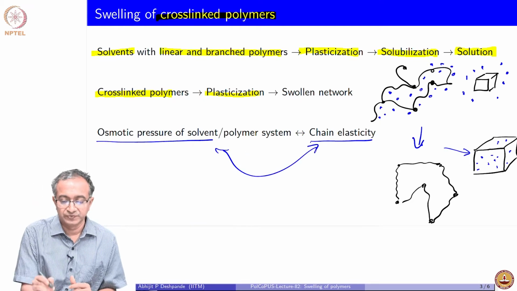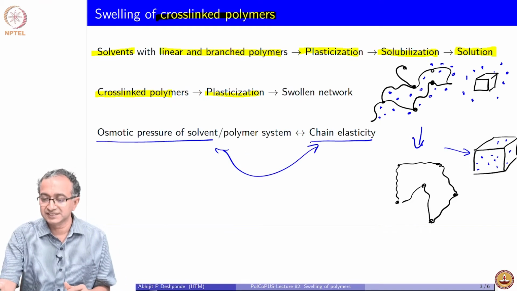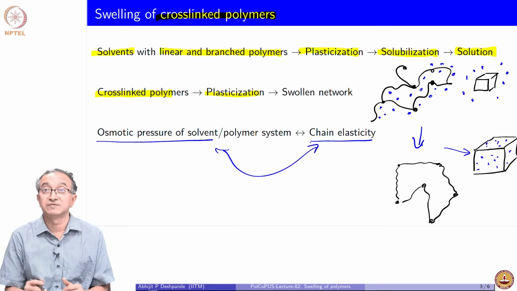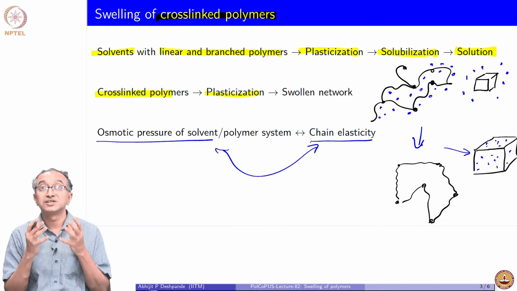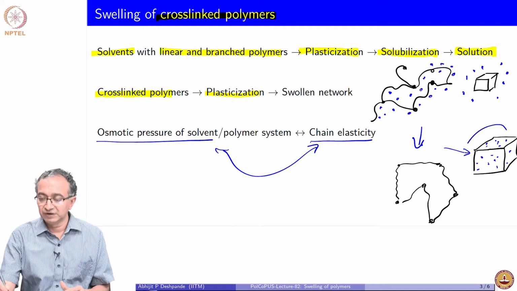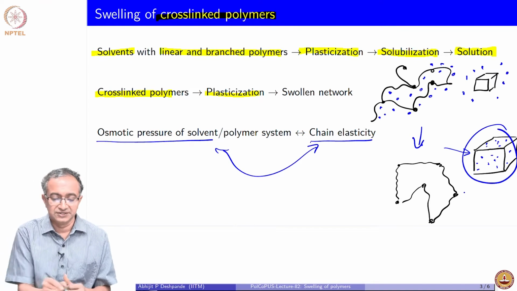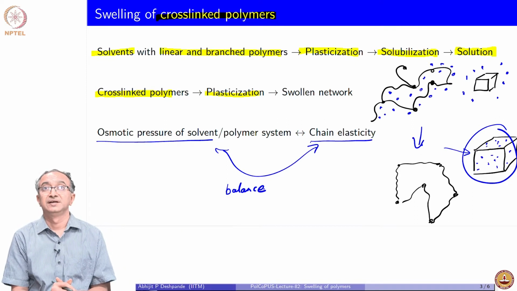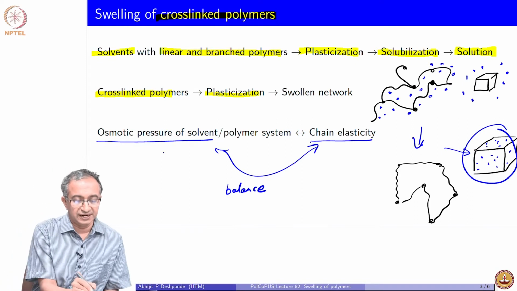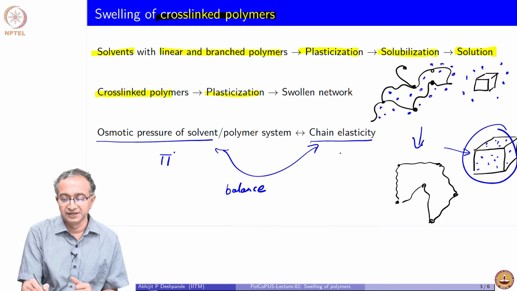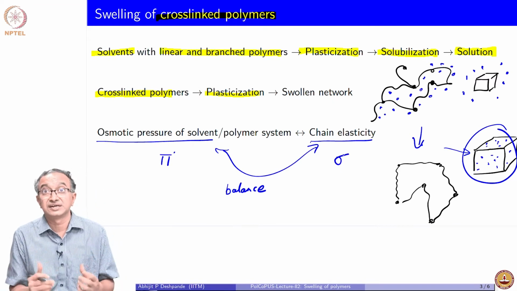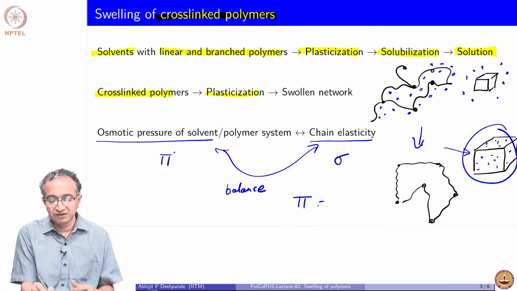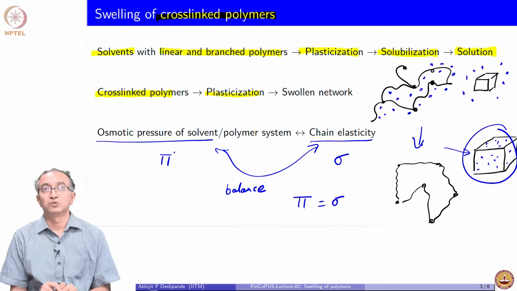these two factors. So, at equilibrium, if I start with a sample which has no solvent at all and end up with a solvent-rich polymeric swollen network, this state will be determined by the balance of this osmotic pressure with chain elasticity. Effectively, if I indicate the osmotic pressure of the solvent as pi, and the stress which is generated in the material due to stretching of chains as sigma, then at equilibrium these two have to be equal to each other.